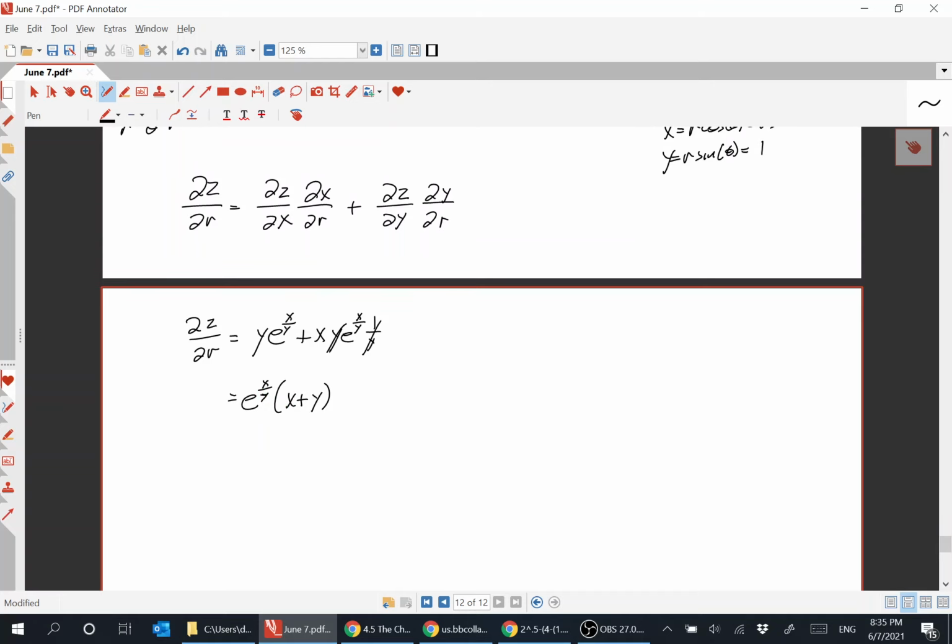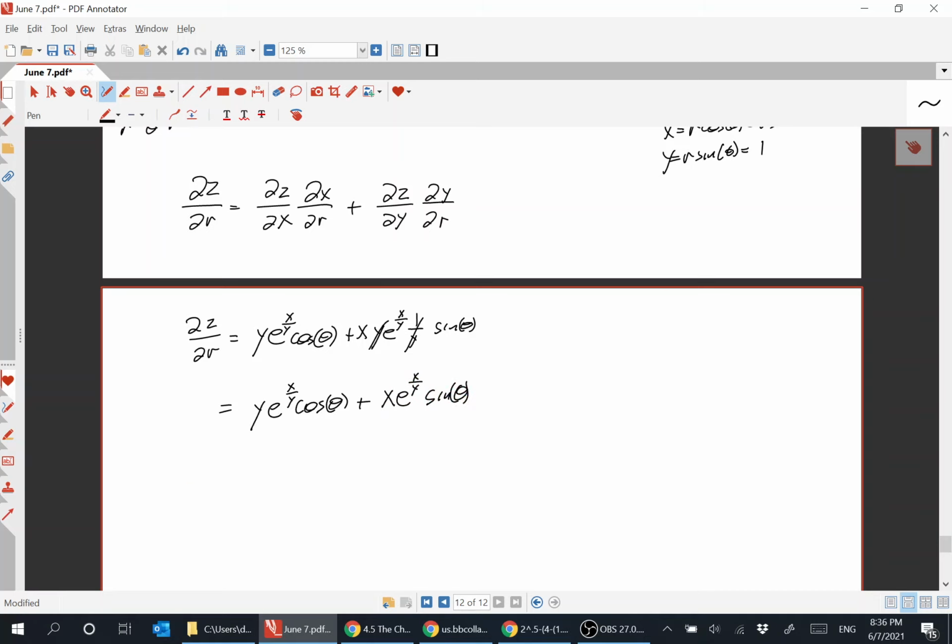Oops, I forgot the dx/dr. dx/dr is cosine theta, plus this times sine of theta. So this is y e^(x/y) cosine theta plus x e^(x/y) sine theta.